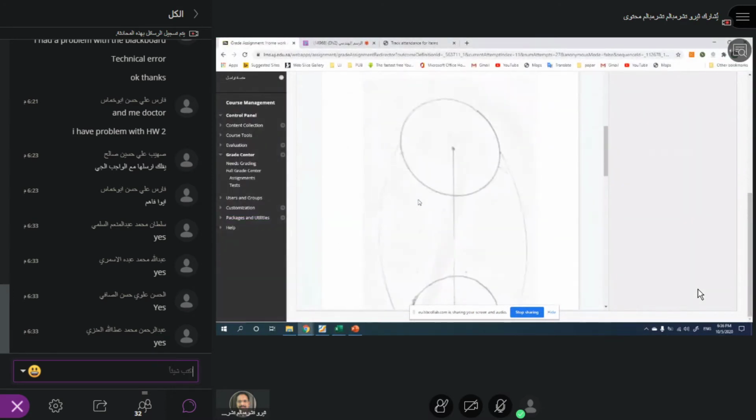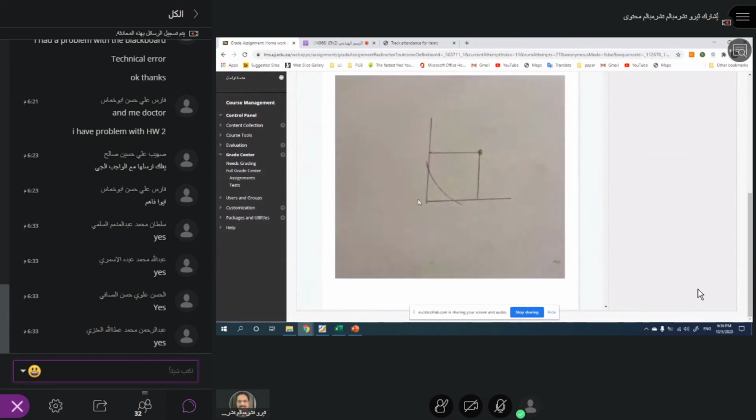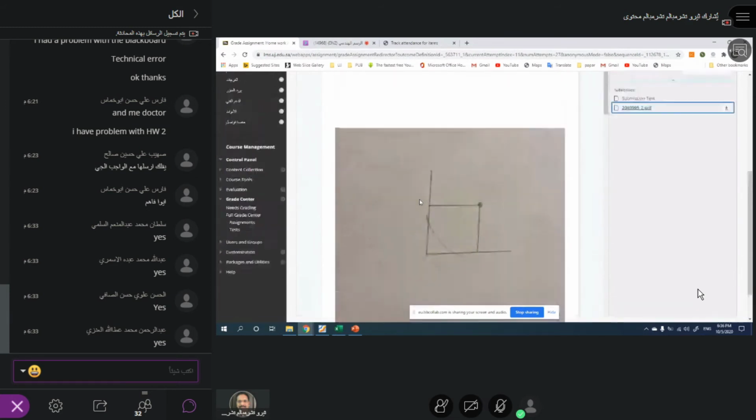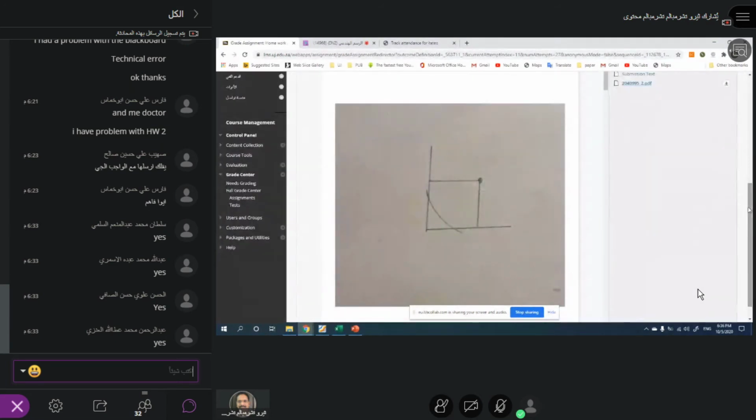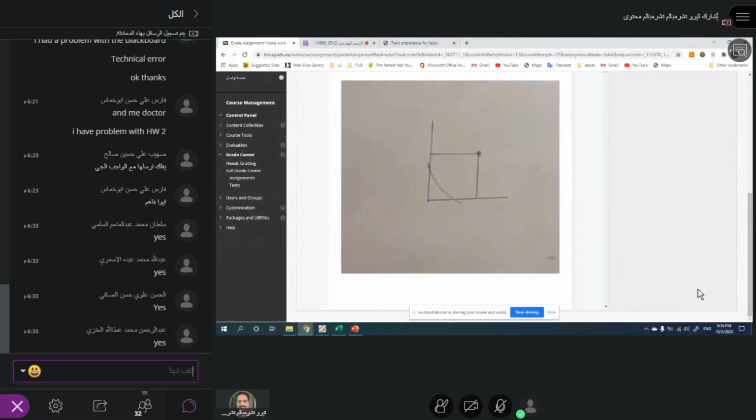What are you doing here? I asked you to draw the radius. And what did you do here? Can you hear me? What are you doing here? You don't even touch this. And your radius is somewhere here, and this is a thick line. Why? Is this a radius?